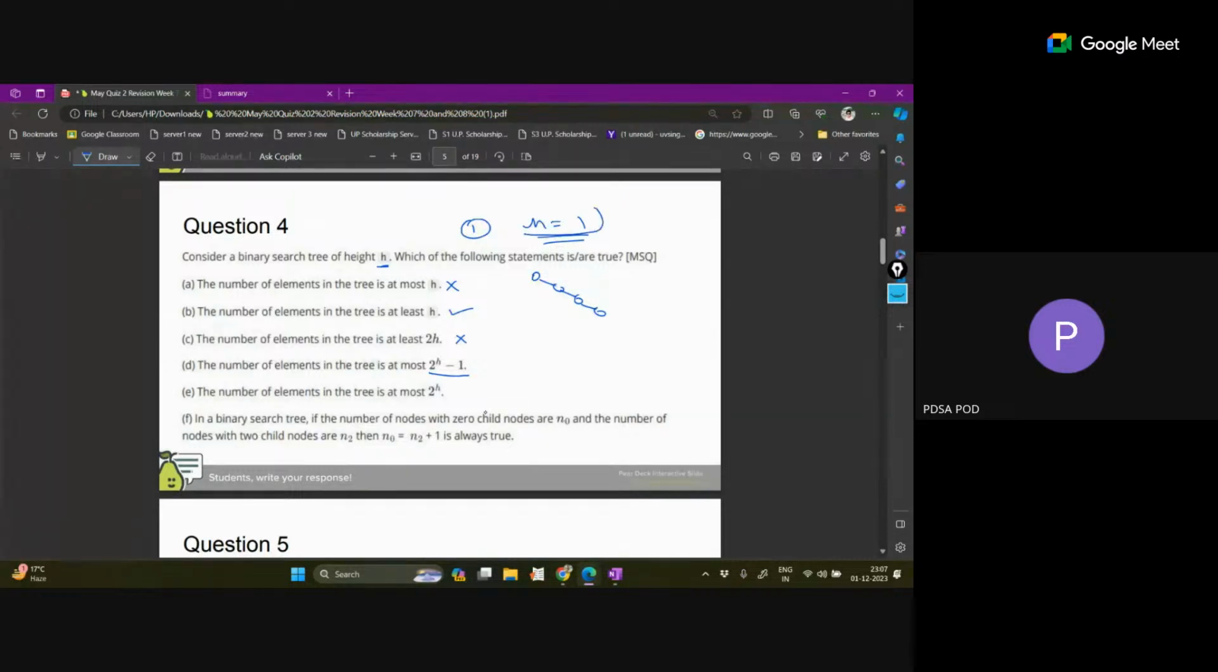If we are considering h equal to 1 for a single node as the base case, then 2 to the power h minus 1 is the correct one. This is the at most case. The number of elements in the tree is at most 2 to the power h, so this is also not correct.